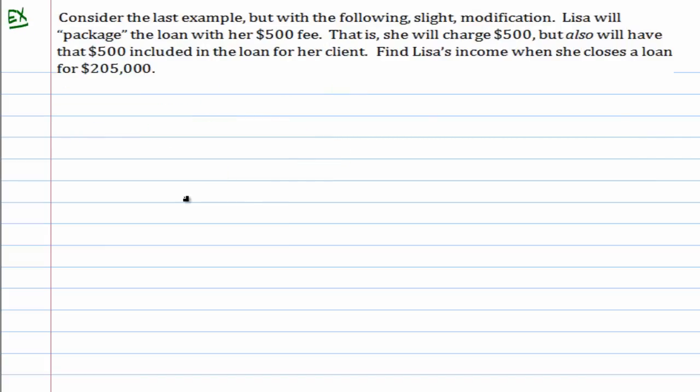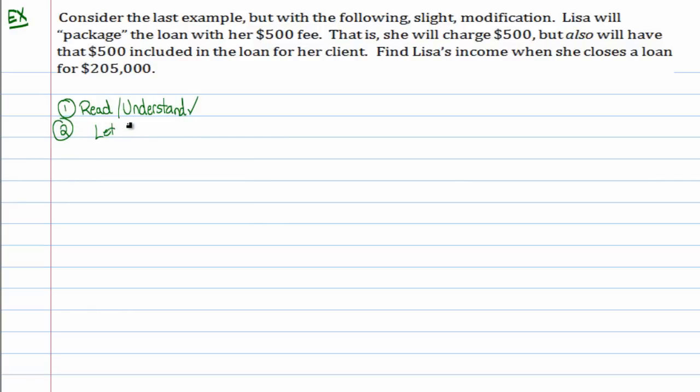However, now let's go ahead and change the situation. This time, we're having the same kind of situation, but she's going to package her loan with the $500 fee. That is, she's going to charge $500, but will include that $500 in the loan for her client. So let's see what happens if she closes a loan for $205,000 and she packages her fee into the loan amount. So I kind of understand what's going on. I've read it. I sort of understand it, I suppose. Might take me having to describe it to myself.